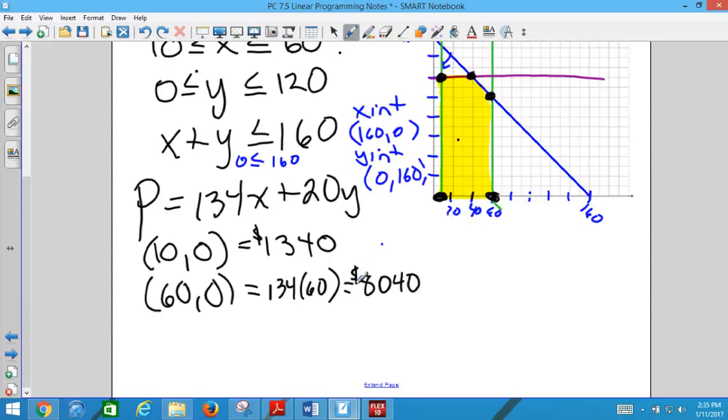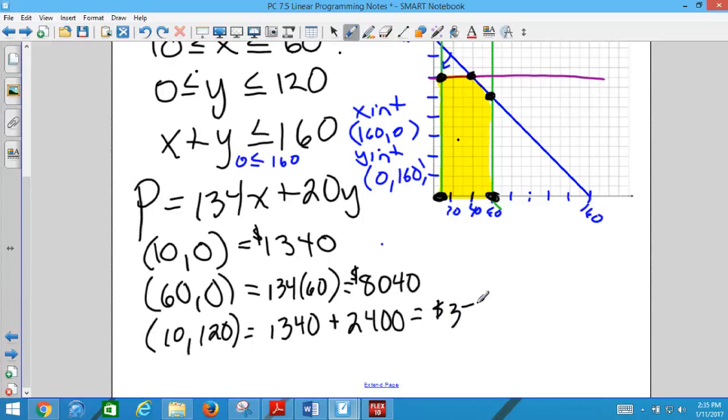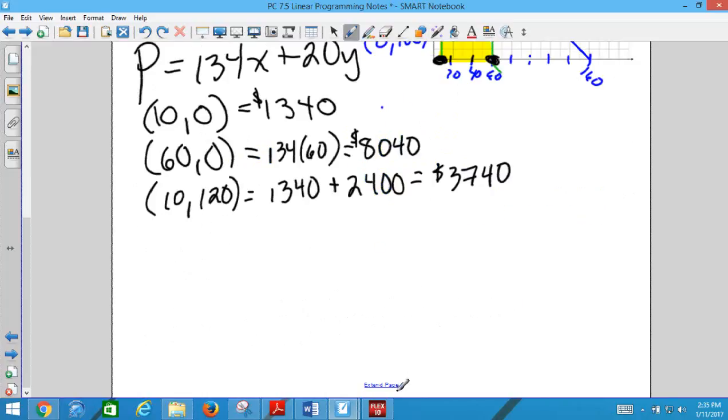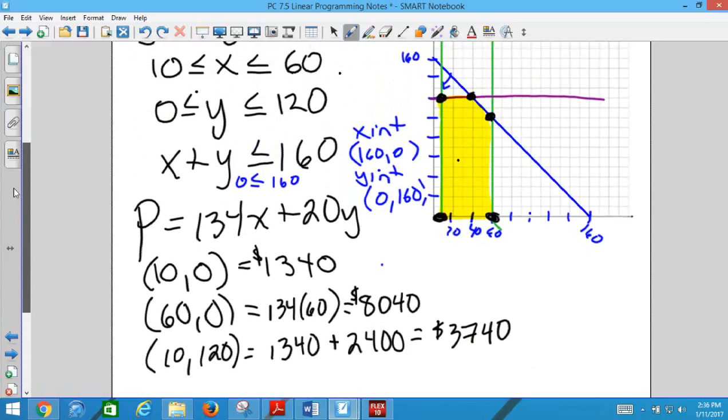Another ordered pair will be 10, 120. So if we have 10 mopeds plus 120 bicycles, we'll get $3,740. That's not the most. And then the other two are ones that aren't so obvious where we might have to use systems to find.